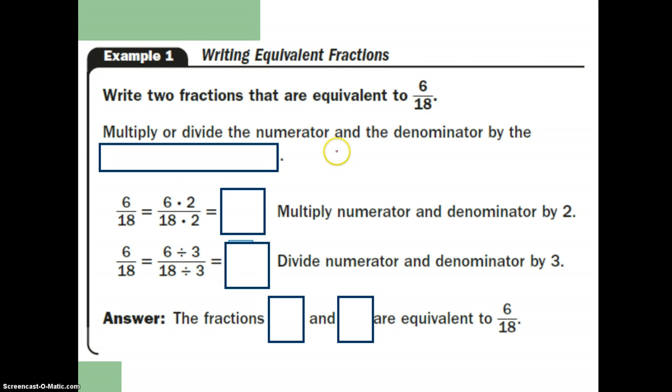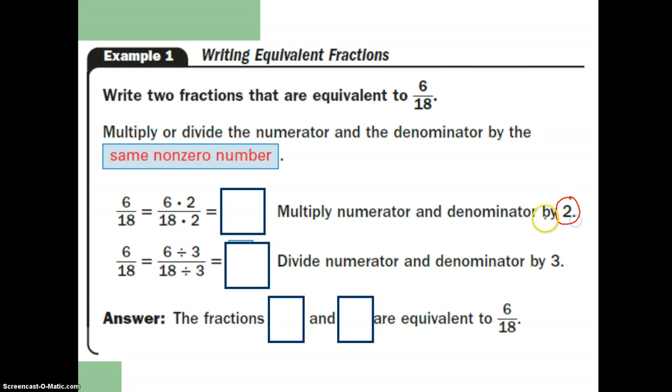For example 1, write two fractions that are equivalent to 6/18. Multiply or divide the numerator and denominator by the same non-zero number. They're going to tell us what to multiply by or divide by. In the first example, we're going to multiply by 2. So, numerator 6 times 2 is 12. 18, denominator, times 2 is 36. That is an equivalent fraction.